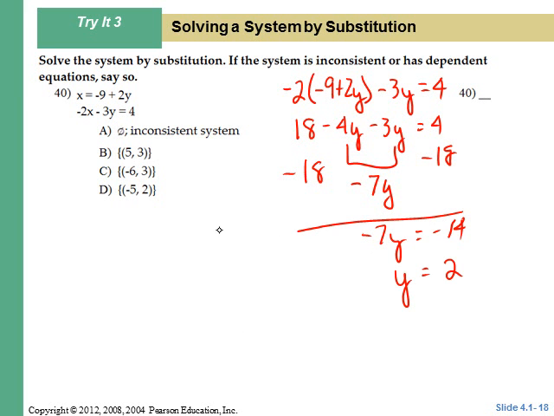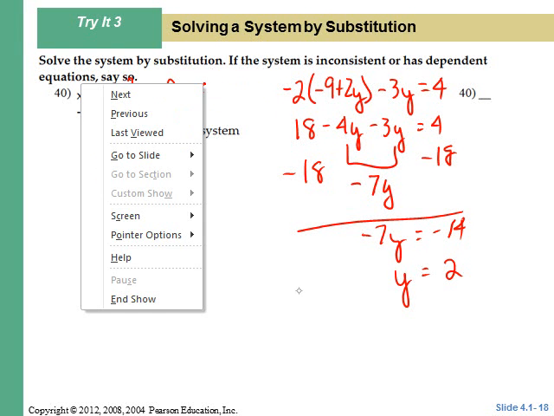Okay? If y is 2, substitute that into this first equation here. Negative 9 minus... Did I make a mistake here?